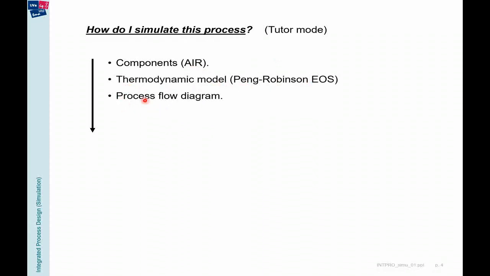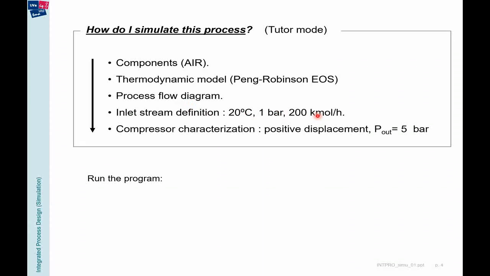Third, to develop the process flow diagram. In our case, it is very simple. It's just a compressor with an inlet and outlet streams. And finally, we need to provide the conditions of this inlet stream: temperature, pressure, molar flow, and composition, pure air. If we specify now the outlet condition, 5 bars, and the type of compressor, the problem is fully defined and can be solved.